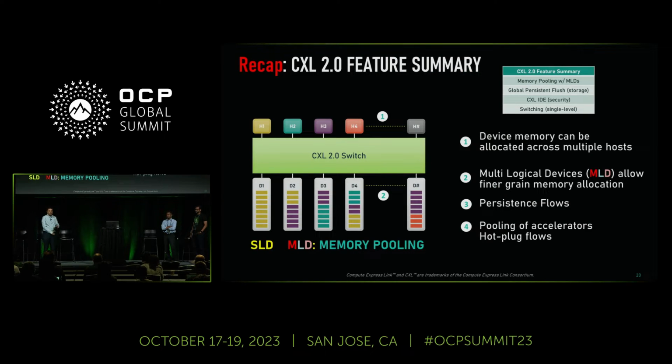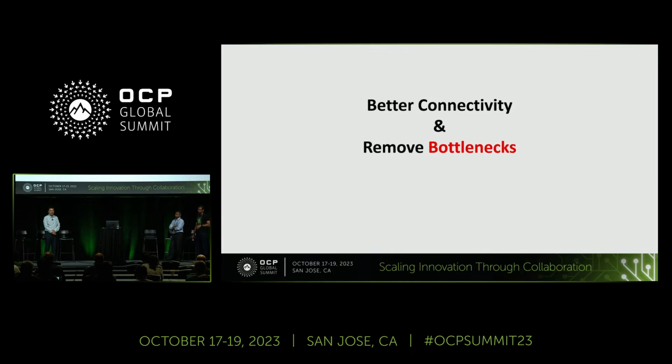So CXL 2.0, as a recap again, provided a few enhancements. It provided memory pooling. It increased the number of devices you could connect to one port using one layer of switches. Provided security through IDE, and to support storage, it provided global persistent flush. So that was CXL 2.0.